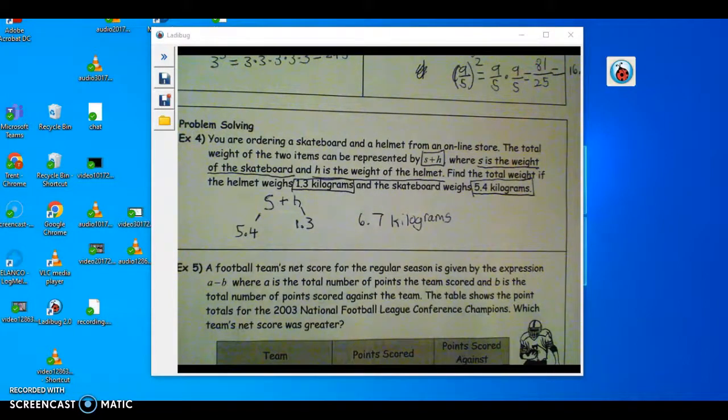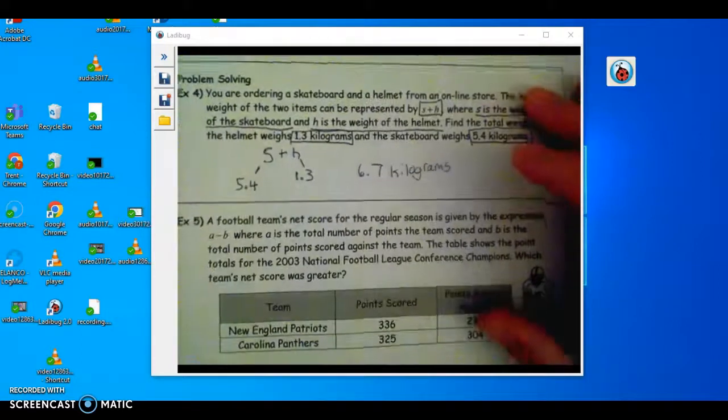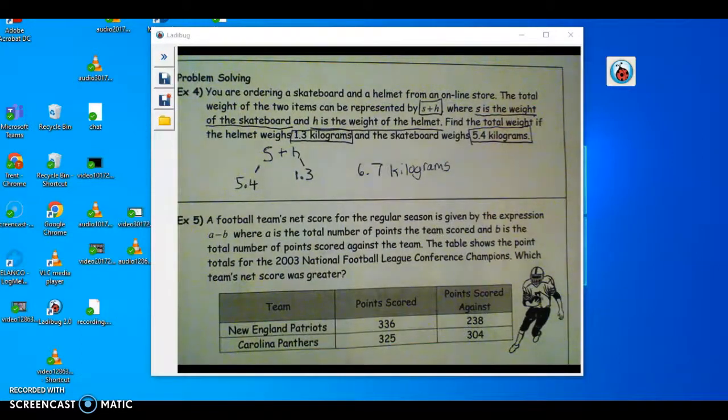A football team's net score for the regular season is given by the, I should say we're going on number 5 now. Football team's net score for the regular season is given by the expression A minus B, where A is the total number of points the team scored and B is the total number of points scored against the team. The table shows the point totals for the 2003 National Football League Conference Championship. Which team's net score was the greatest?